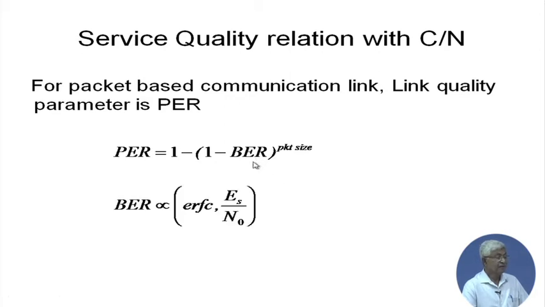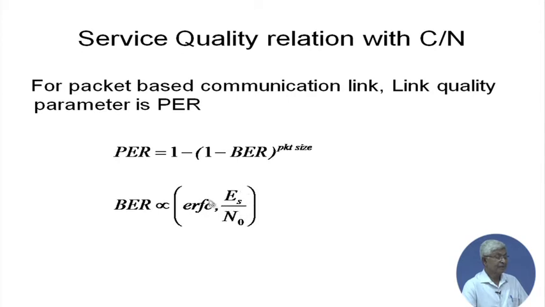So this is a simple relation of packet error rate to BER, based on the size of the packet. And of course BER depends on our modulation, and is proportional to the complementary error function of the energy per symbol by noise power density, ES by N naught. I have called it energy per symbol, but it could be energy per bit also, so EB by N naught or ES by N naught, whichever way you take it. So BER is proportional to this.